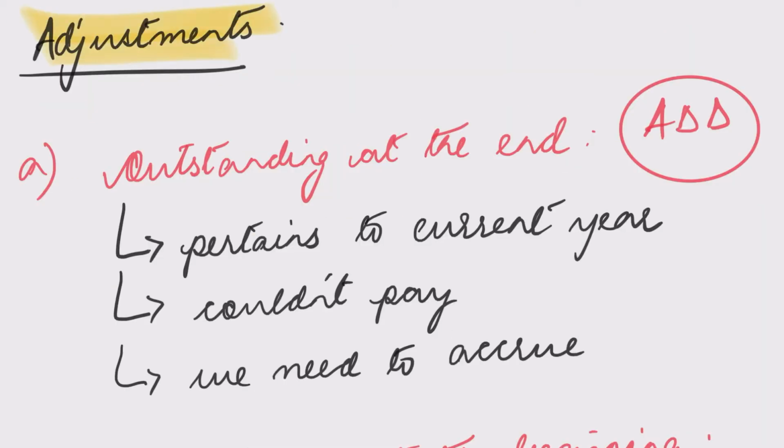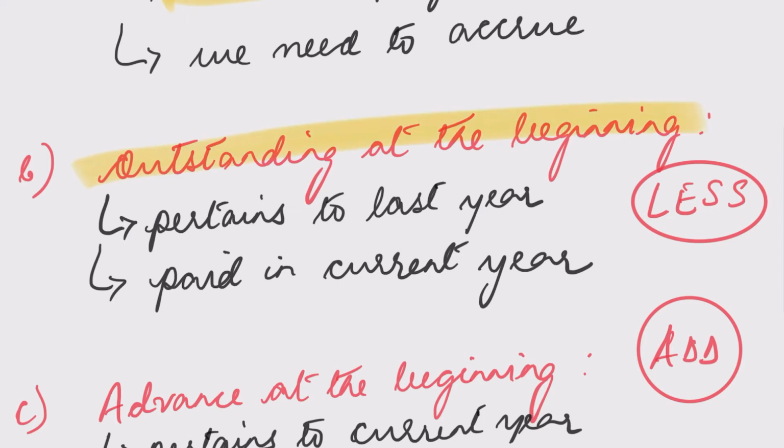So these adjustments, how you can remember: if anything is outstanding at the end, okay, at the end मतलब pertains to current year, इसी साल का है, which we could not pay but we need to accrue क्योंकि ये है तो रिलेटेड टू दिस ईयर ओनली एंड यू नीड टू एड इट बैक. सिंपल. सपोज़ इट इज़ आउटस्टैंडिंग एट द बिगनिंग, मतलब बिगनिंग में आउटस्टैंडिंग था, मतलब इट परटेन्स टू लास्ट ईयर, बट हमने करेंट ईयर में पे किया.